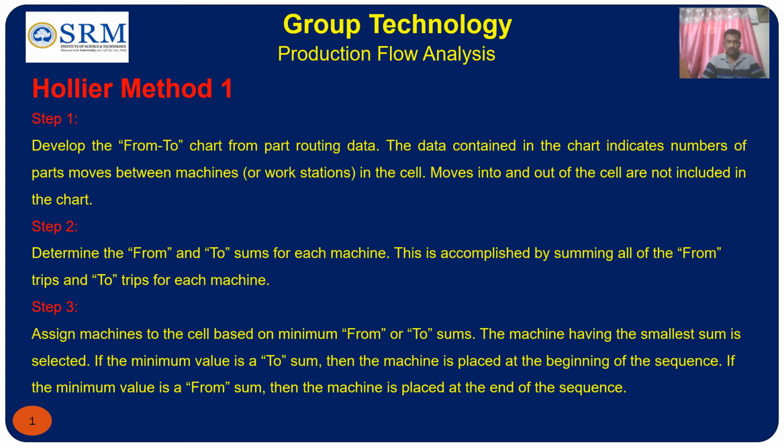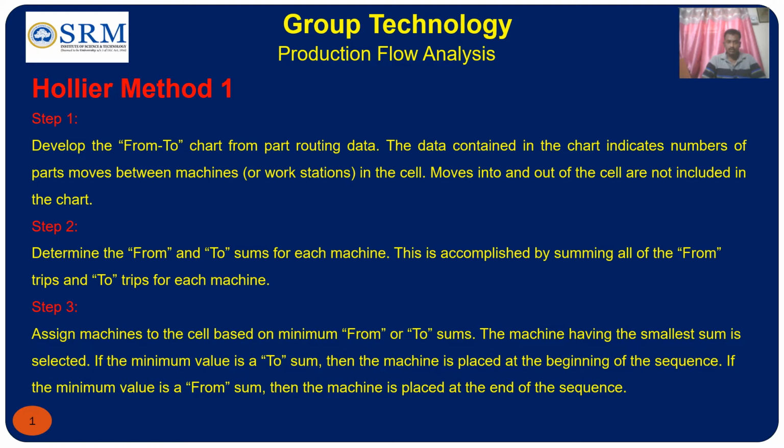The next method in production flow analysis is Whole Year method 1. In Whole Year method 1, it is somewhat different from the previous method. Here there are certain steps. The first step is to develop the from-to chart from part routing data. The data contained in the chart indicates the number of part moves between machines or workstations in the cells. Moves into and out of the cells are not included in the chart.